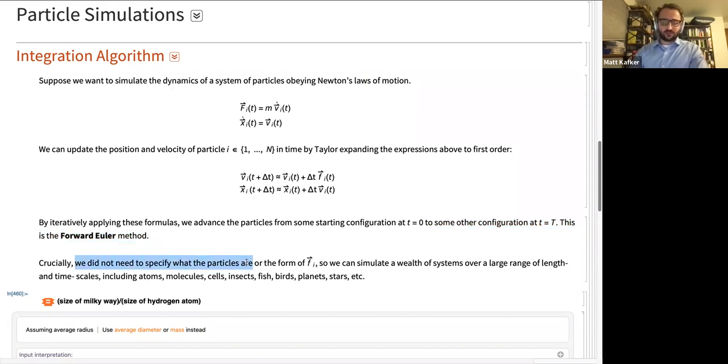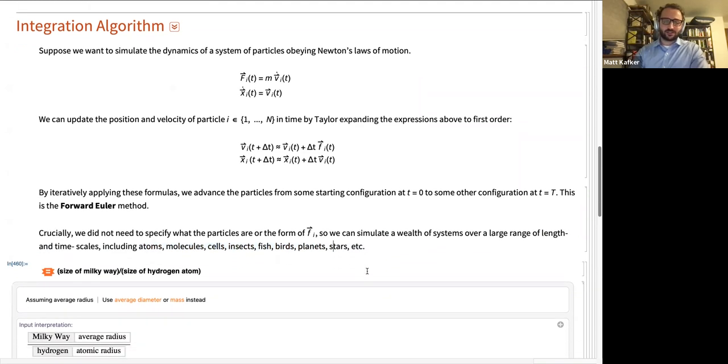So this is interesting because we didn't need to say what the particles are, and we don't need to say what the force is. We can just express this very generally in terms of general forces. So this is going to allow us to simulate a ton of things. Last night while I was preparing the talk, I was curious what the reasonable range of length scales is. So you can use this to simulate atoms, molecules, cells, insects, fish, birds, planets, stars, and so on. And this is actually relatively conservative. I think you can keep going on the upper end of this list.